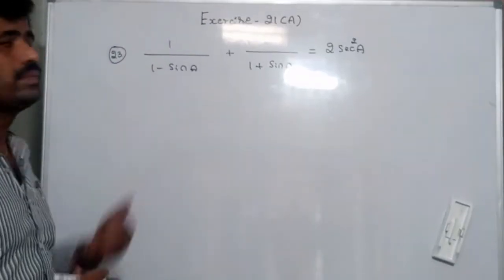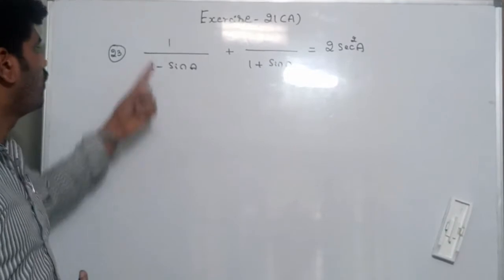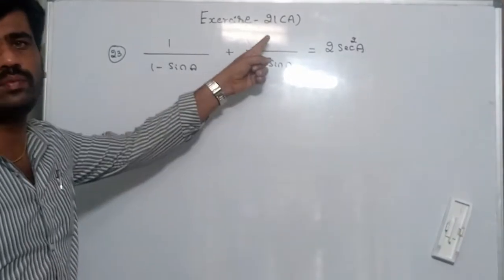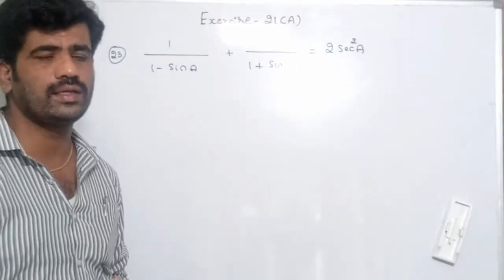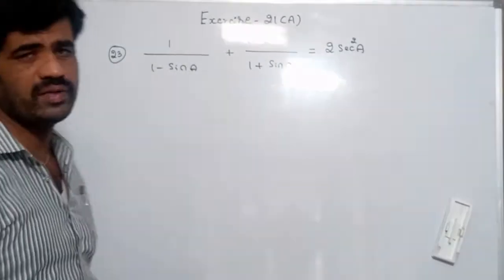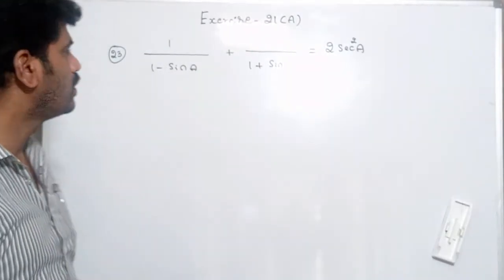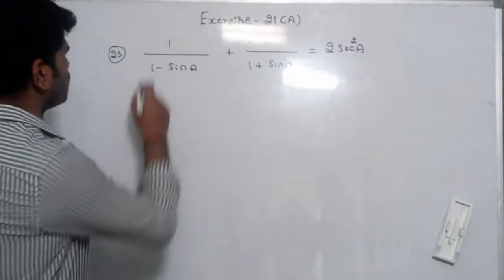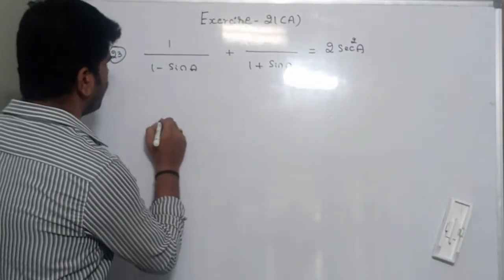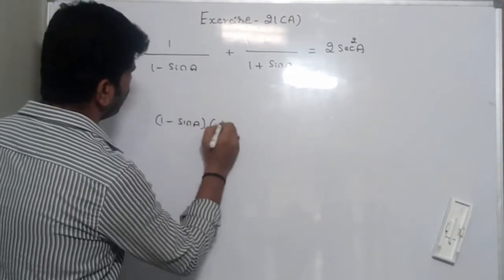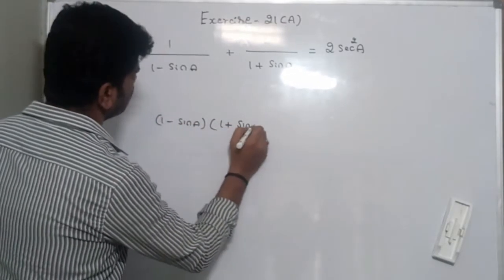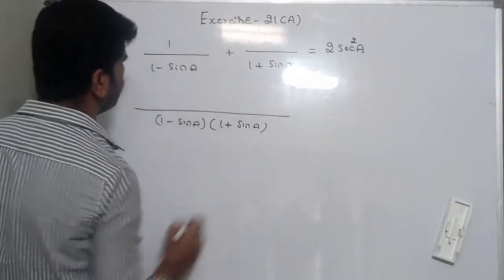Okay, then our next problem is the 23rd. 1 by 1 minus sin A plus 1 by 1 plus sin A is equal to 2 into secant square A. This is also like our previous problem. Same method here also. First what do you have to take? LHS. So this is the LHS. Then what is the LCM? 1 minus sin A into 1 plus sin A is the LCM.